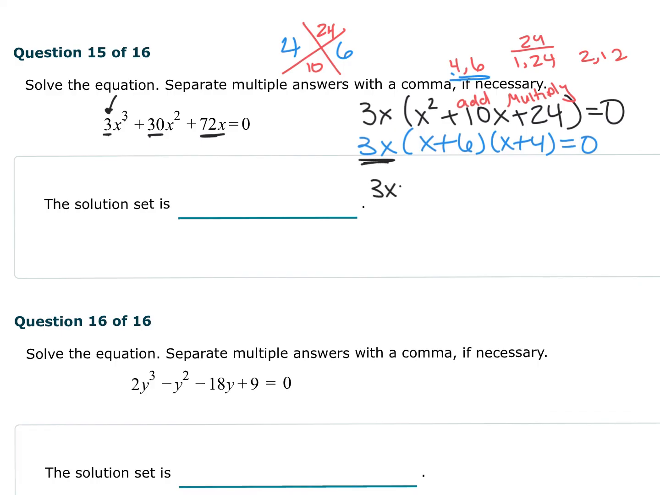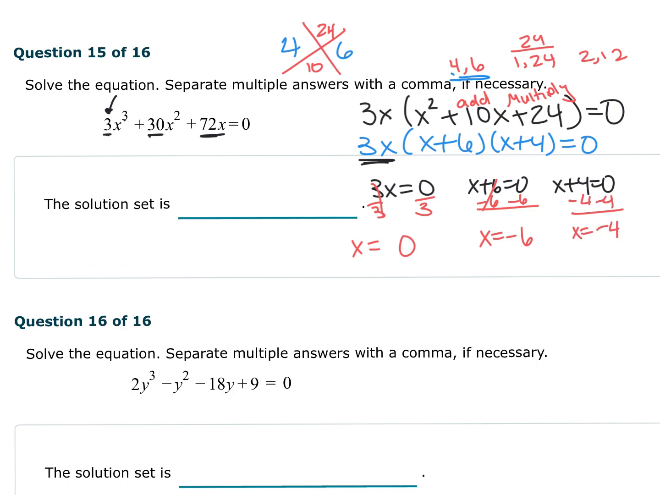I'm going to set each piece equal to 0. I'm going to set the 3x equal to 0, the x plus 6 equal to 0, and the x plus 4 equal to 0. When I set 3x equal to 0, it's really 3 times x, so I just divide both sides by 3, and 0 divided by 3 is 0. So 0 is one of my solutions. Then I subtract 6 from both sides, I get negative 6. Subtract 4 from both sides, I get negative 4. And so I have negative 6, negative 4, and 0 as my solutions.